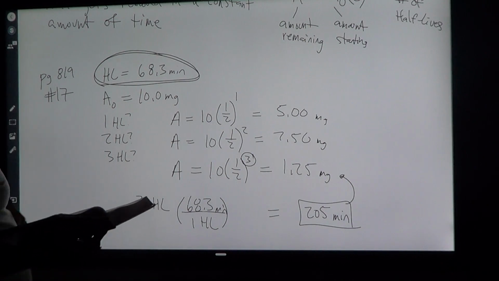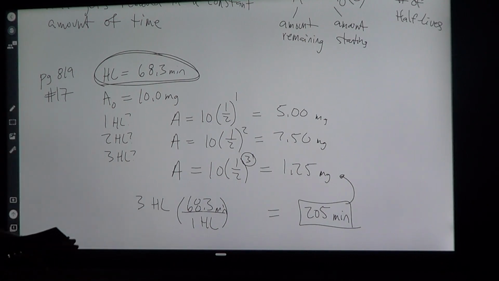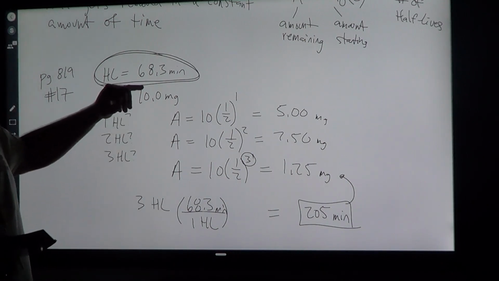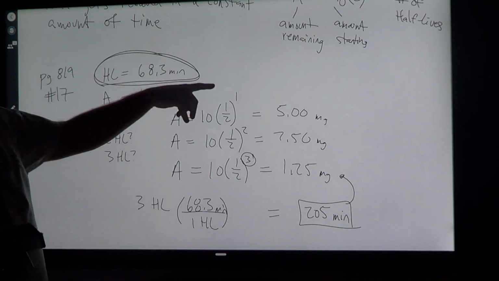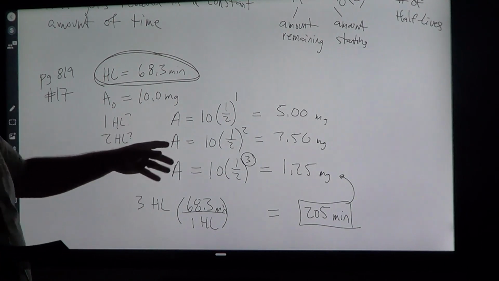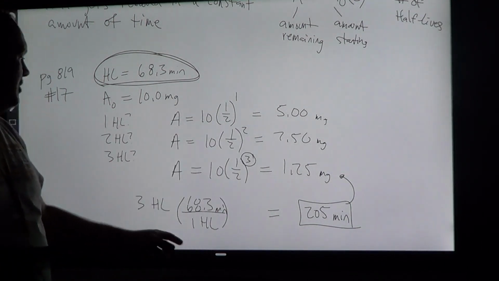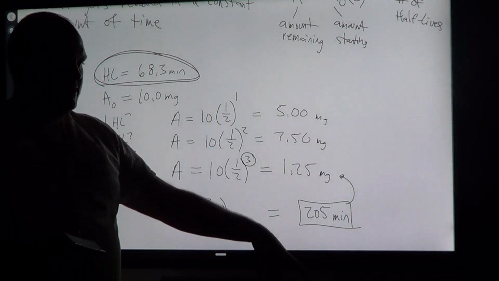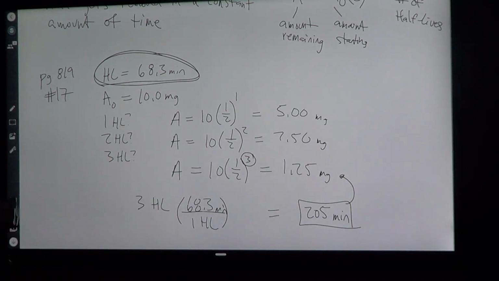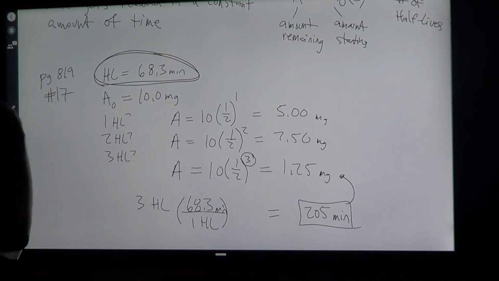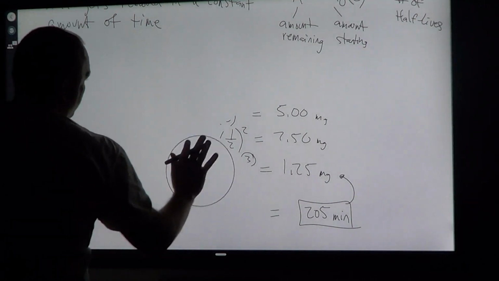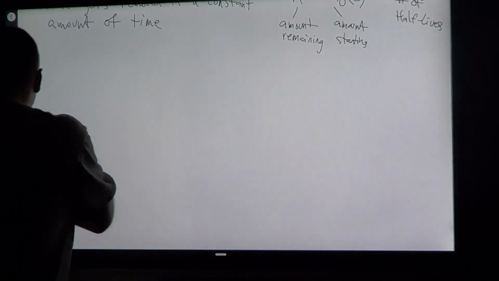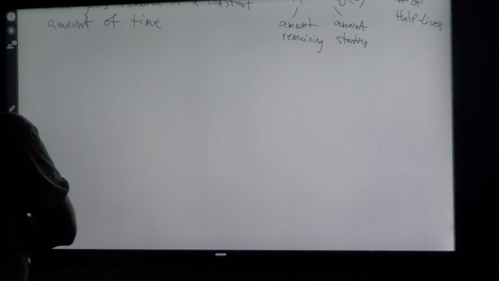Okay, so anytime it gives you a starting amount, you've got to figure out how many half-lives it is, and then you can convert half-lives into time. Okay, some other questions in the next part will be a little bit harder, so we'll do one more of those before we move on to the next one. Okay.